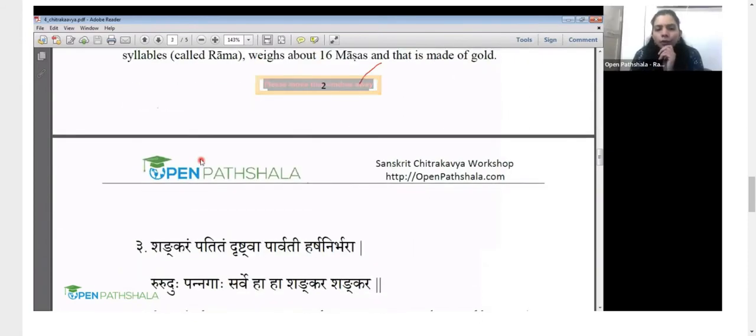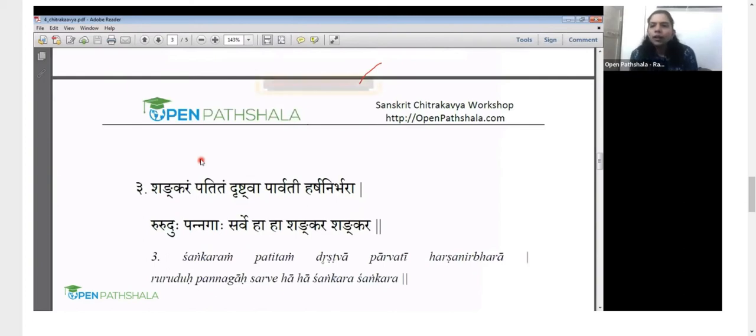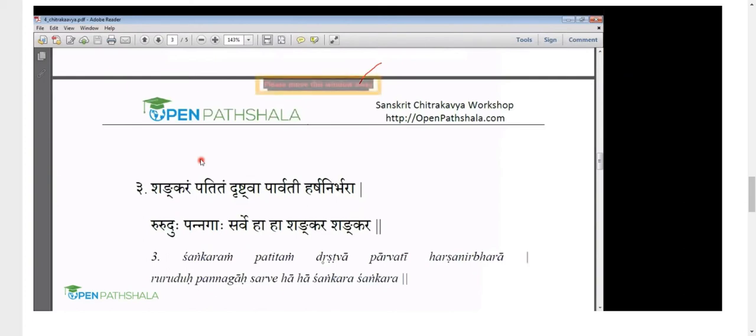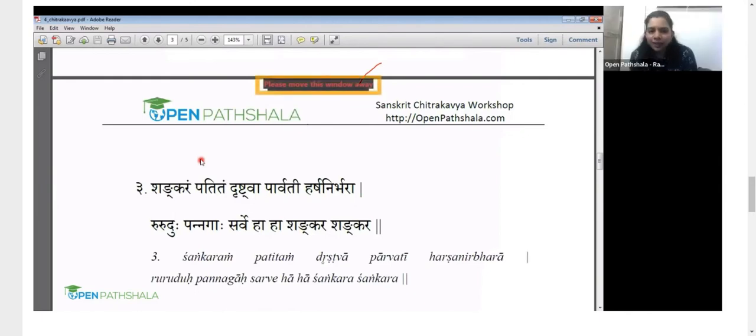Now, a similar kind of shloka to the first one. "Shankaram patitam drushtva Parvati Harsha Nirbhara, Ruruduhu Pannagaha Sarve, Ha Ha Shankara Shankara." You already know Keshavam Patitam Drishtva, and almost half of the vocabulary is the same in this verse. Only Ruruduhu is the past tense of Rudanti, so again the meaning is the same: crying. Pannaga means snakes, serpents. Now try and think what it could mean.